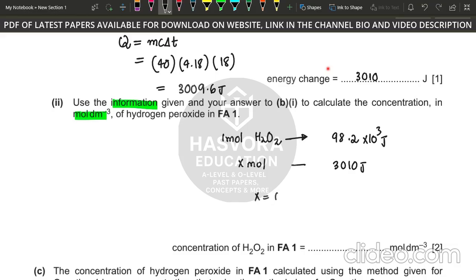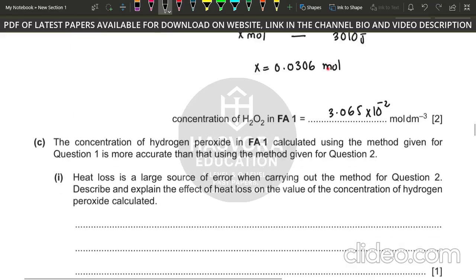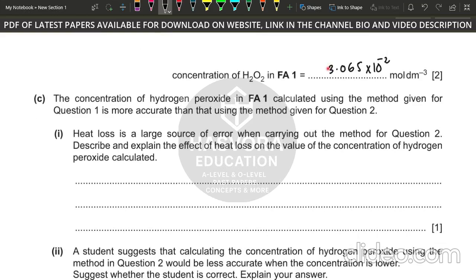Okay, so x will be equal to 0.0306 mole. So you can just write it as 3.065. Let's take it to 4 significant figures, and into 10 power minus 2 mole per dm cube. Okay, so the concentration that we are actually measuring in both of the experiments, the first question and the second question, will be varying, because now we are actually taking the assumption based values. Okay, we are not taking the real experimental values, because in that case it will be similar, it will be close to each other. So now the question is finished, and now they are asking you some theory type questions.